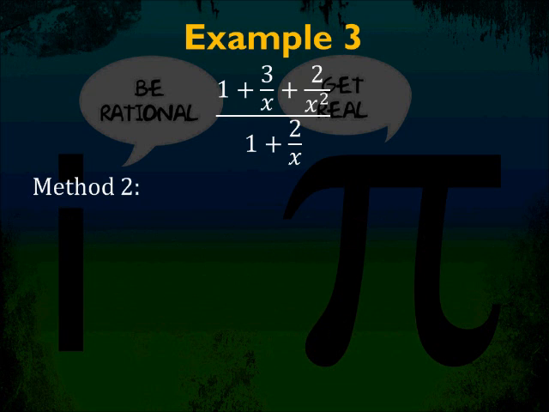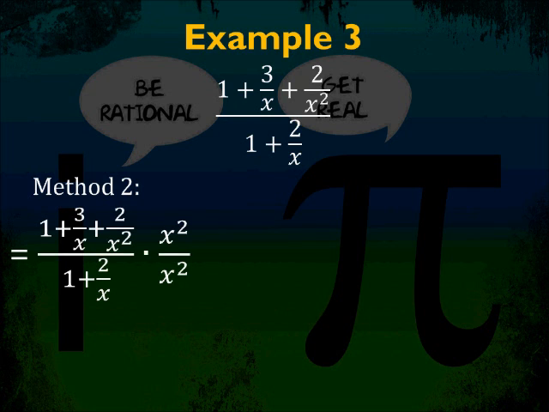Now let's go through method 2. The least common denominator of all the fractions on top and bottom is x squared. So what you're going to do is multiply both the top and bottom by x squared. This will knock out all the denominators. So let's distribute the x squared. Remember, don't forget to distribute.